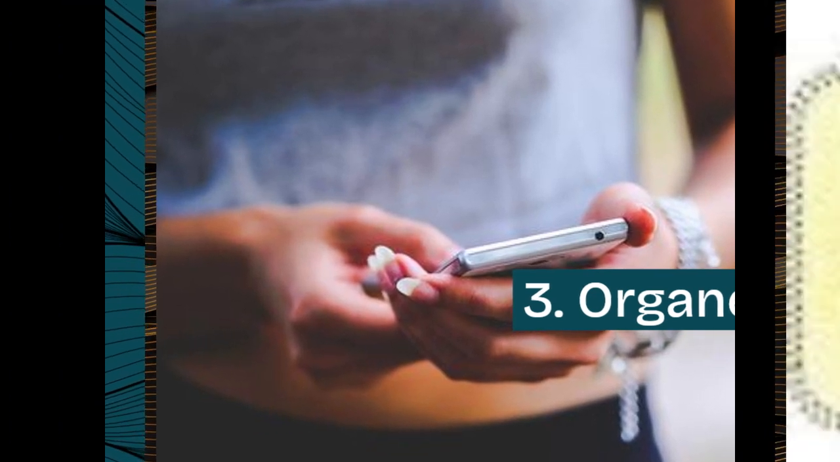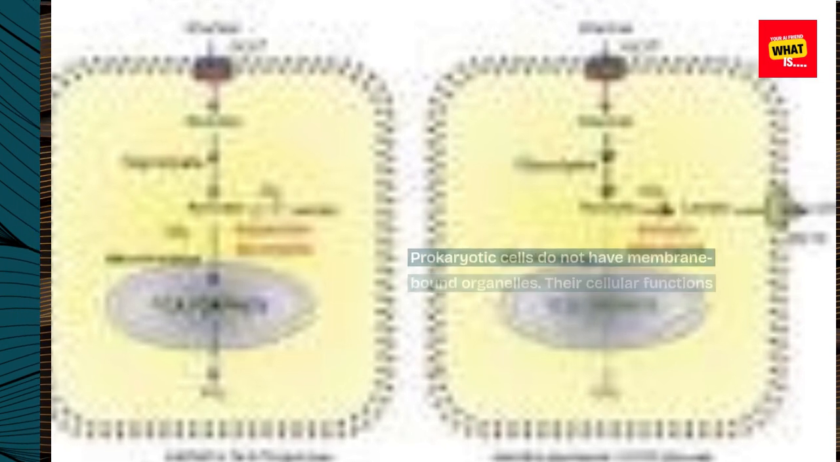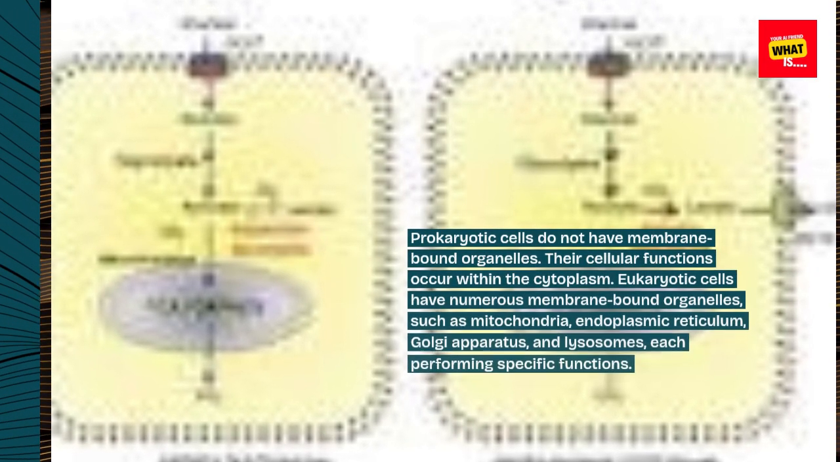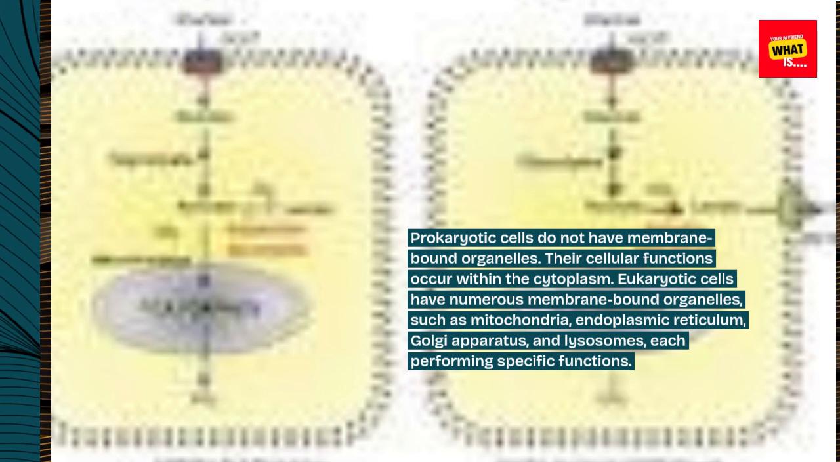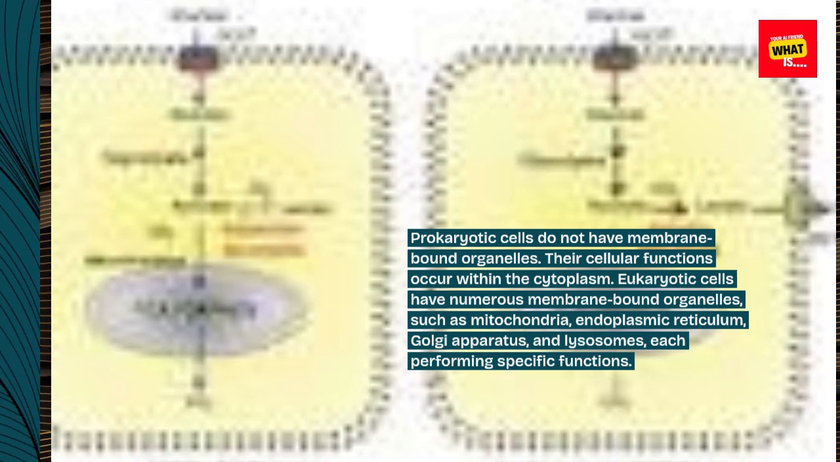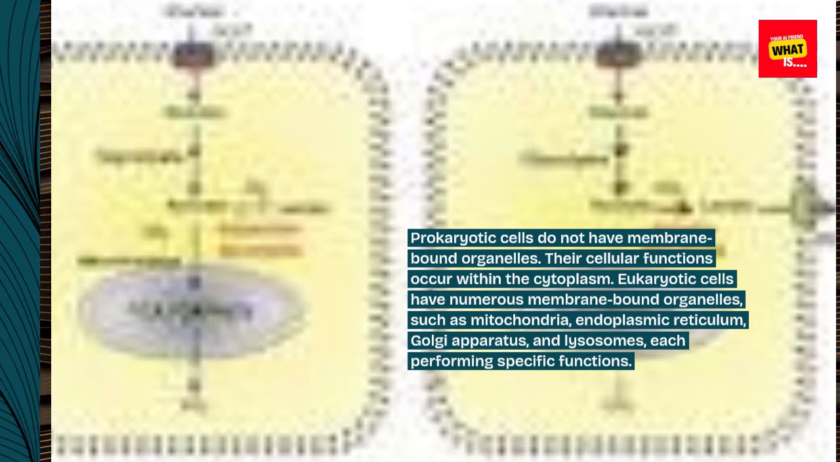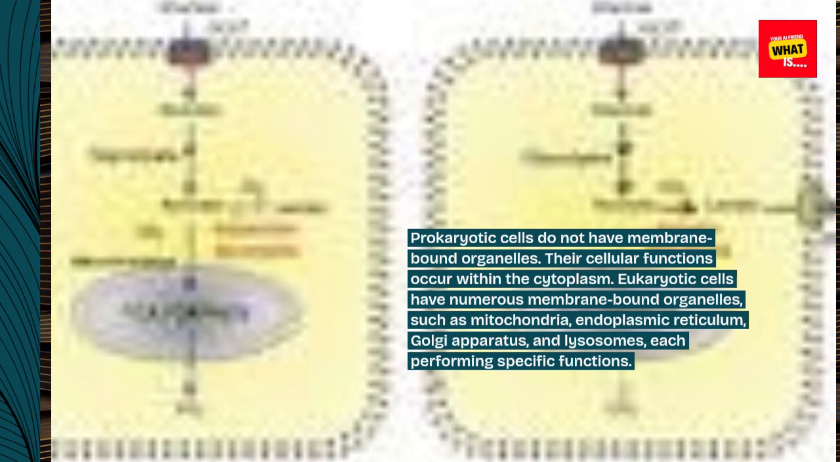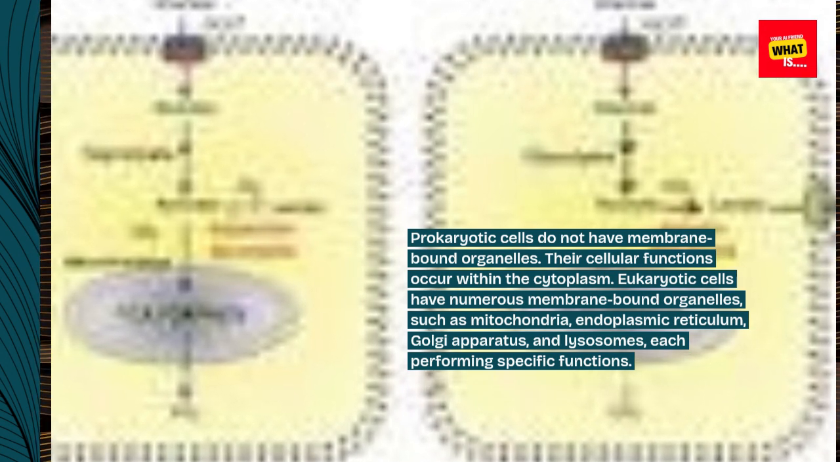3. Organelles. Prokaryotic cells do not have membrane-bound organelles. Their cellular functions occur within the cytoplasm. Eukaryotic cells have numerous membrane-bound organelles, such as mitochondria, endoplasmic reticulum, Golgi apparatus, and lysosomes, each performing specific functions.